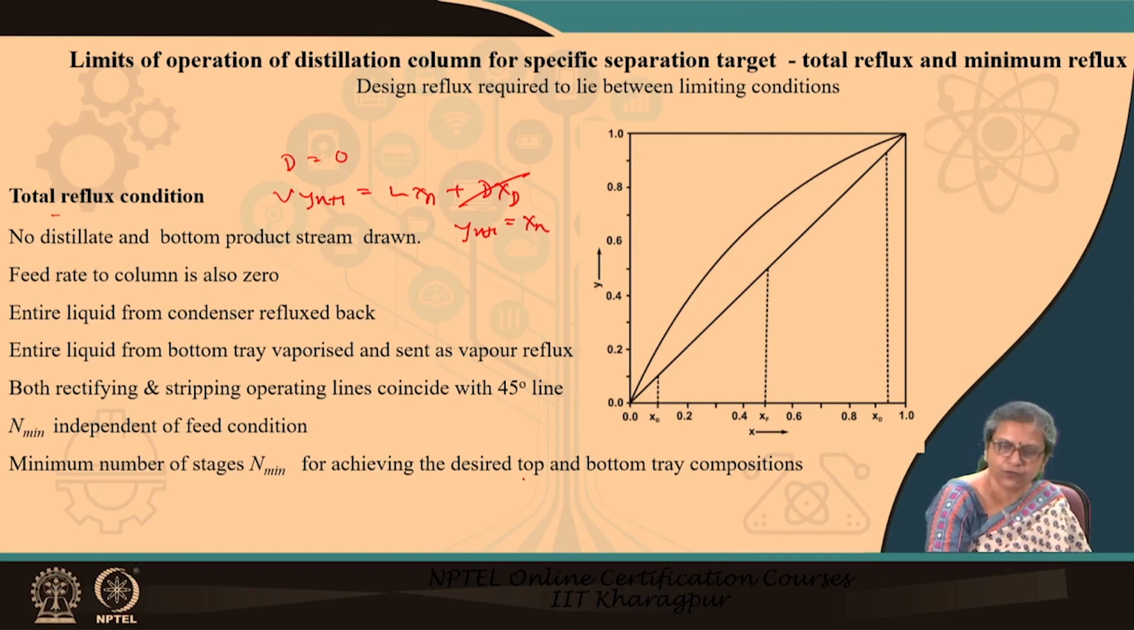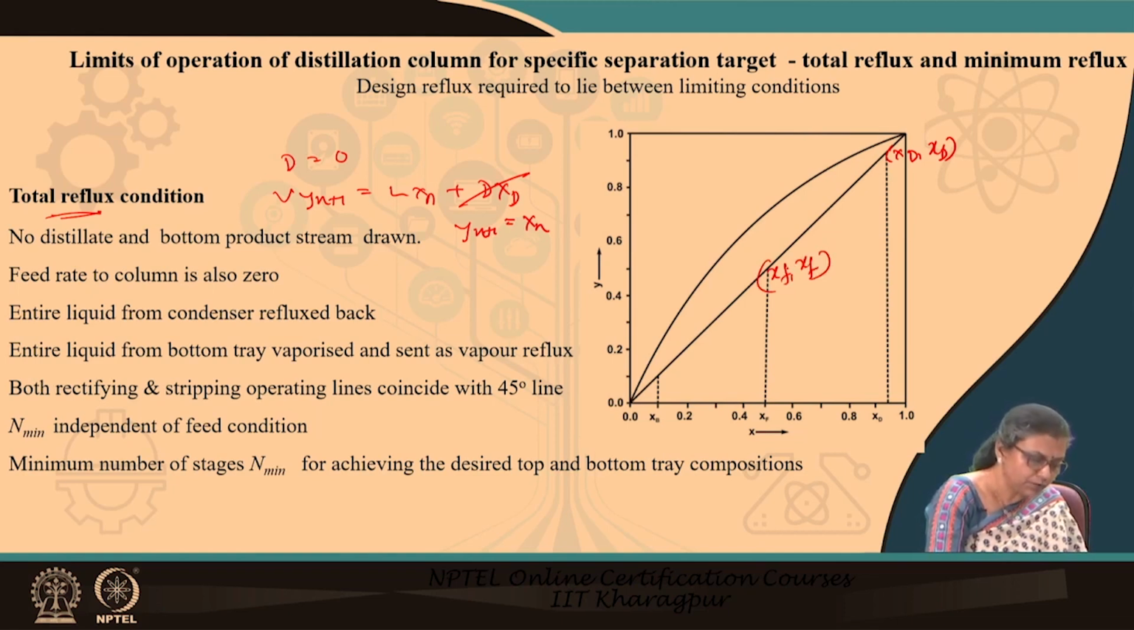And quite naturally, as a result, y n plus 1 is equal to x n. So, we find that for the total reflux condition, the upper operating line coincides with the diagonal line, and it extends from the point x D, x D to the point x F, x F.